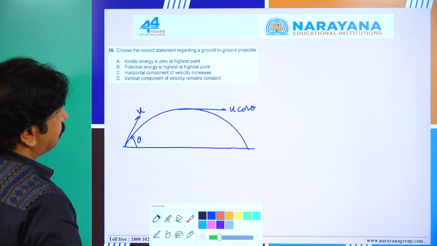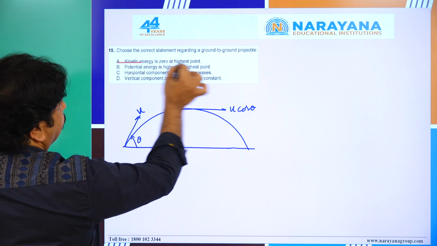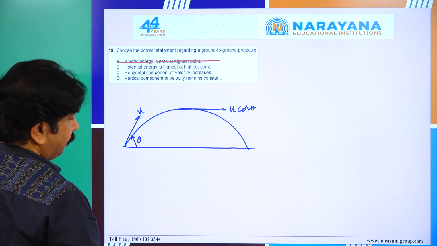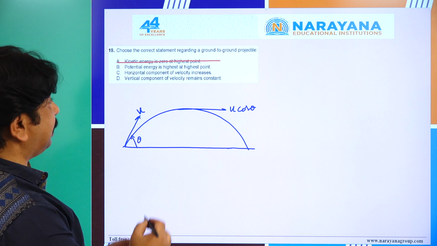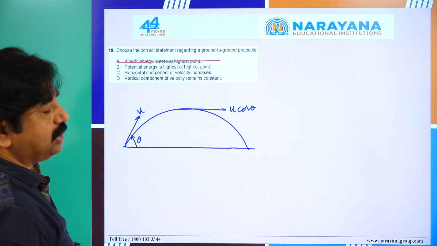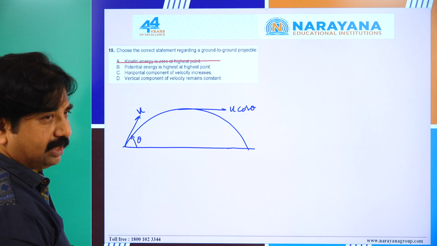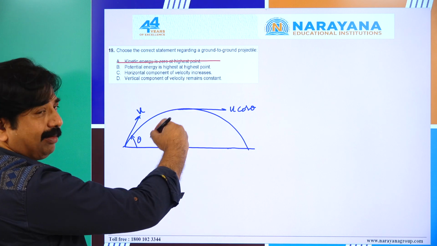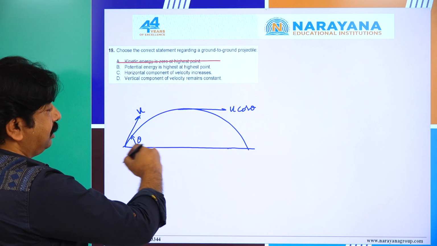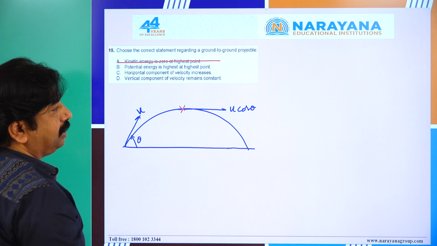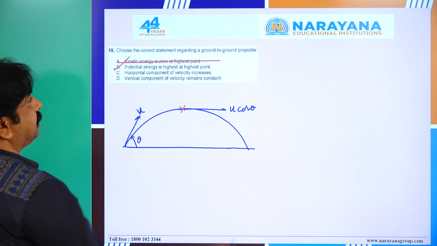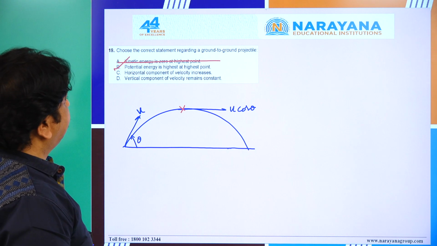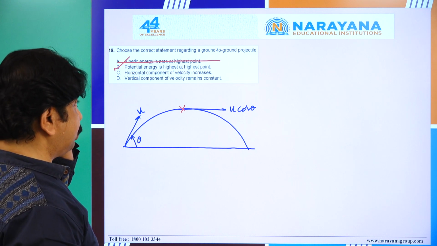First one is wrong. What about the second one? Potential energy is highest at the highest point only. Obviously, with the increase of height, the potential energy value increases, and this is the highest point only. So the potential energy statement is the correct one. So option B is correct. Potential energy is the highest at the highest point.